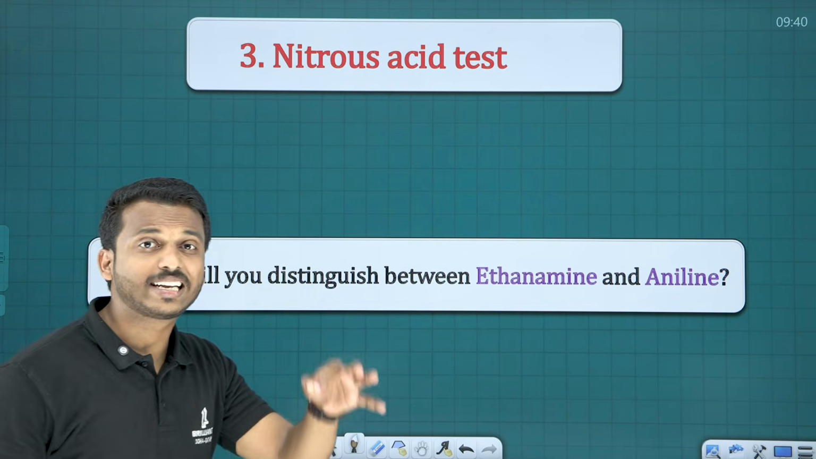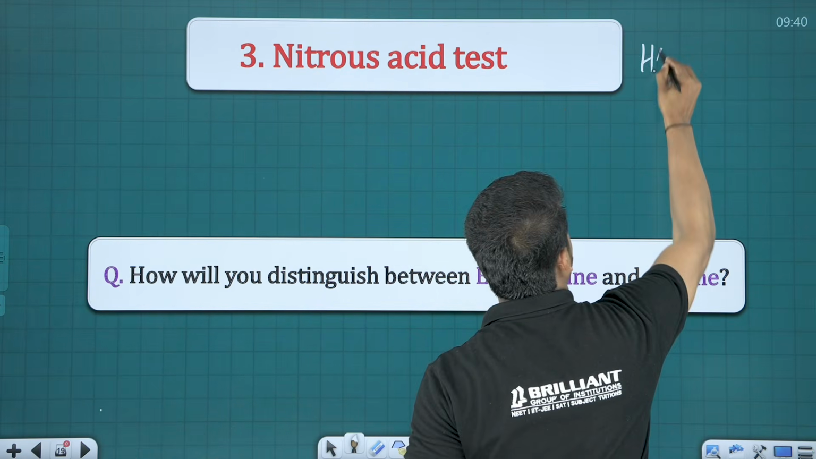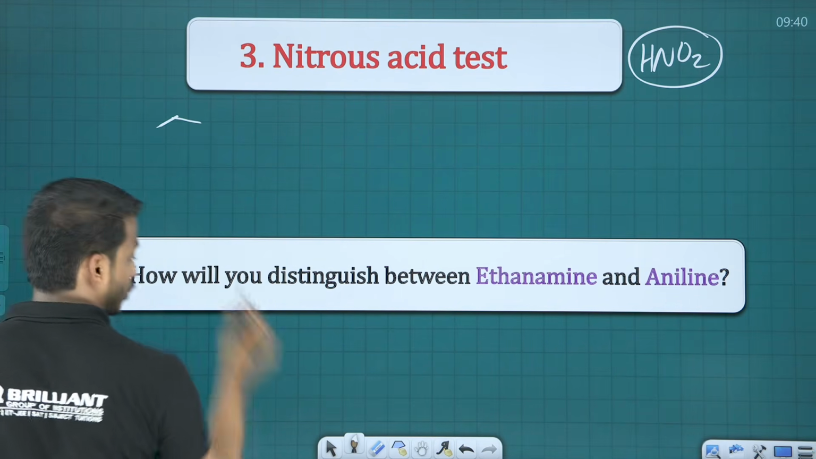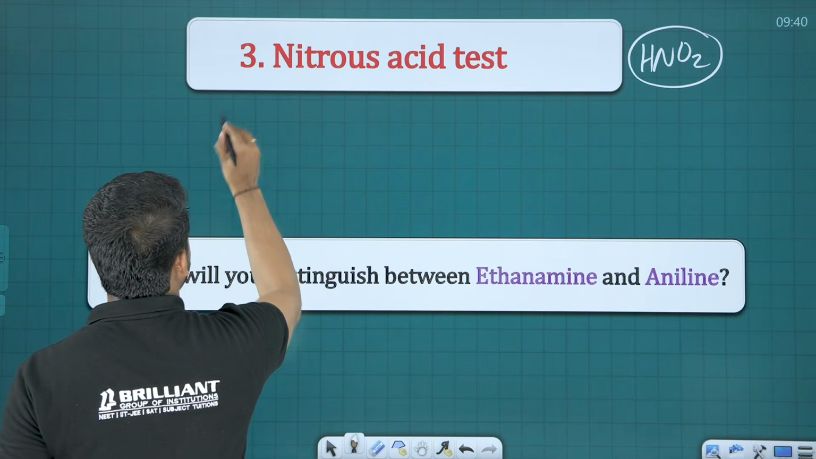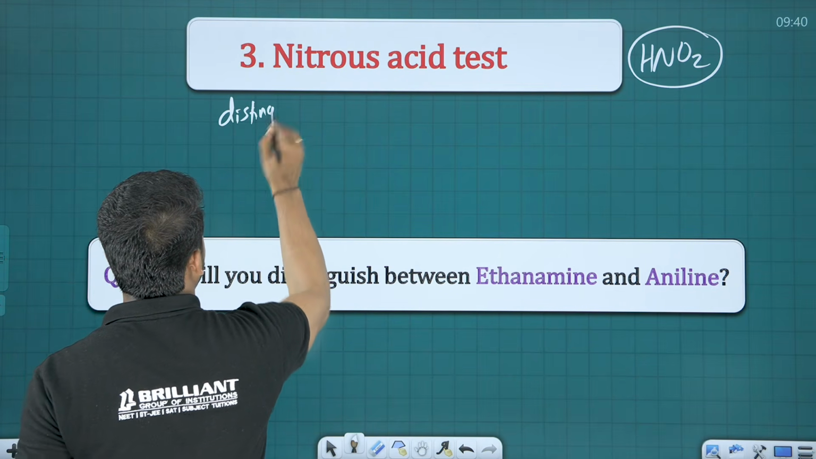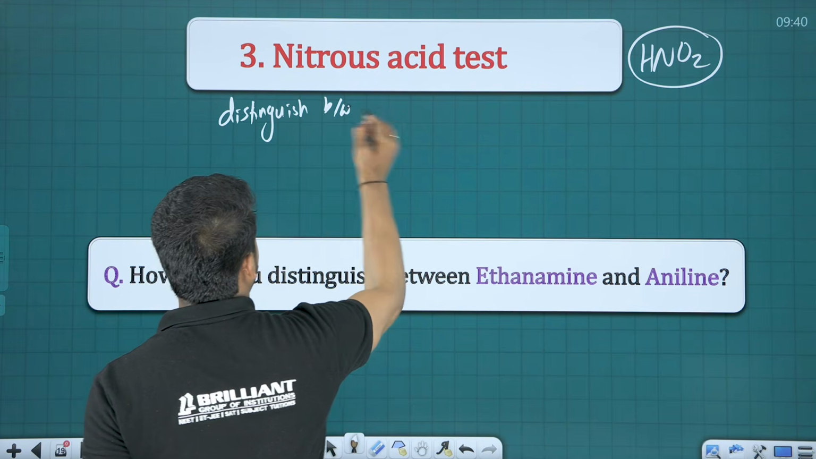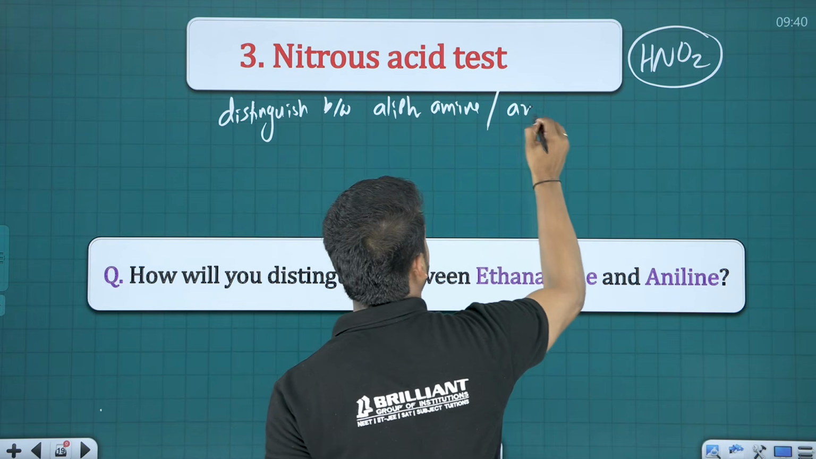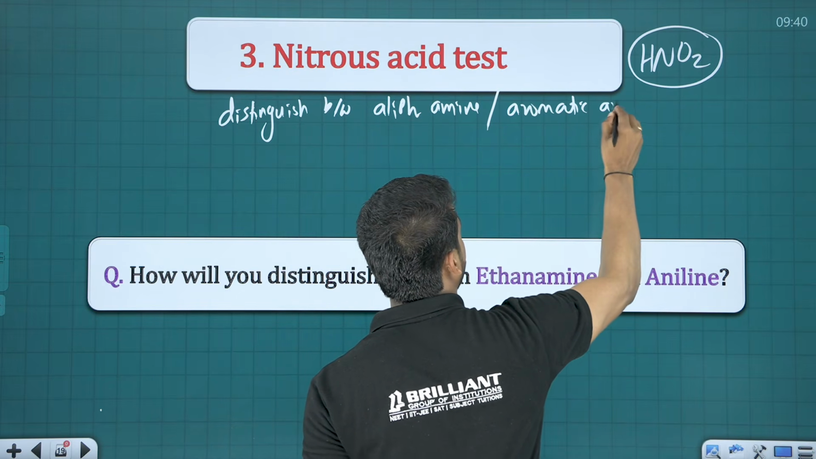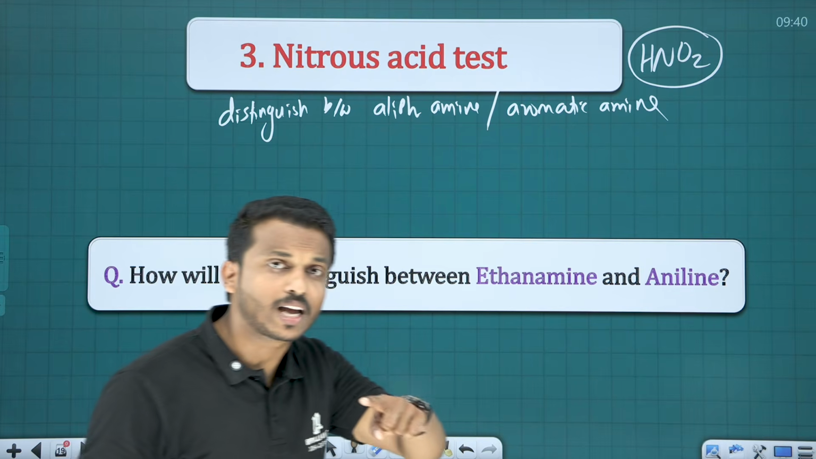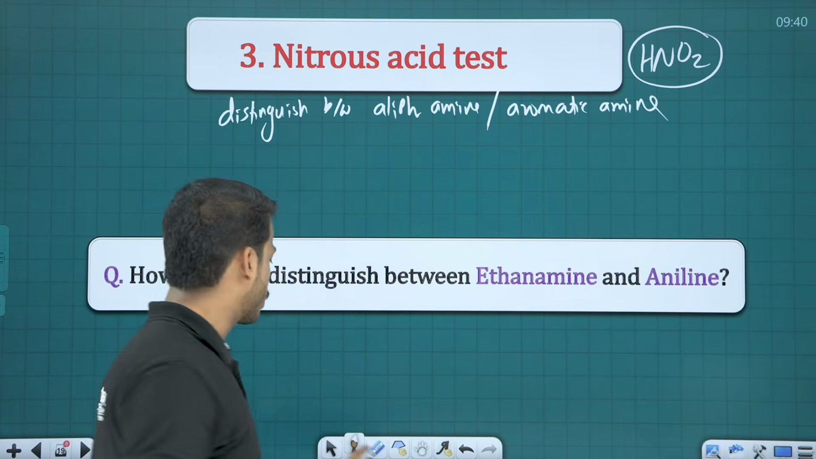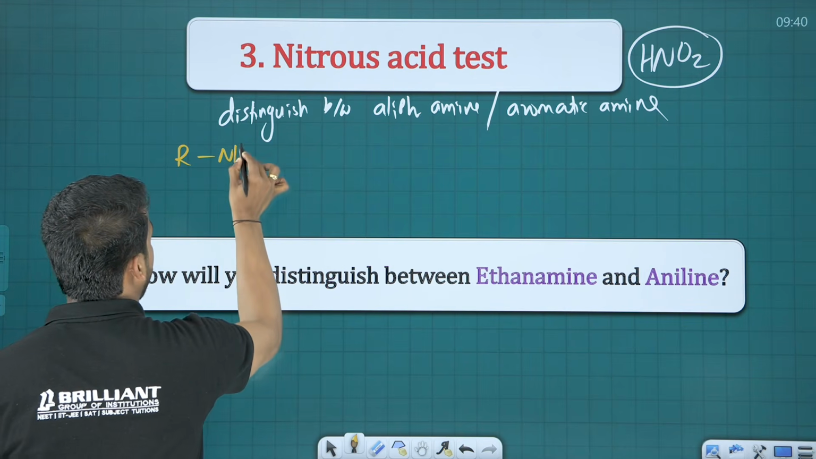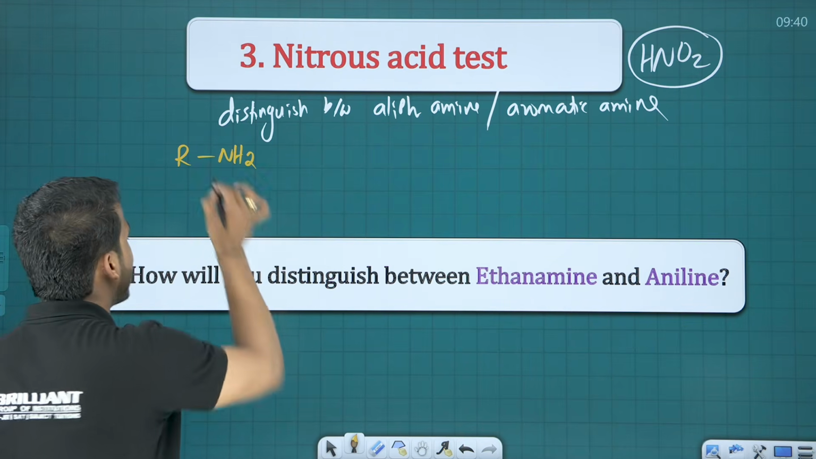Now we have the nitrous acid test. What is nitrous acid? HNO2, nitrous acid. See all, let me take it. The purpose of this test is to distinguish aliphatic amine from aromatic amine. If they give you one aliphatic amine and one aromatic amine, we can use the nitrous acid test. Do you want to see what the test is? Check it all of you. First, let me take an aliphatic amine. This is an aliphatic.